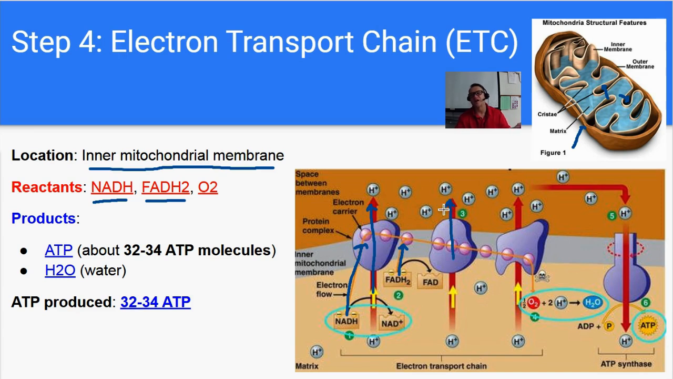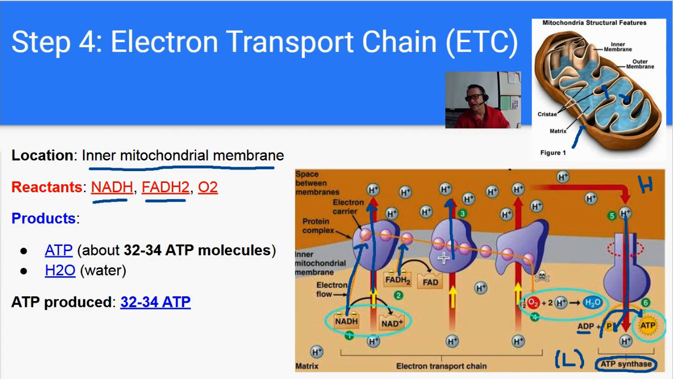This is going to cause a concentration gradient. We're going to have a high concentration of hydrogen outside the membrane, and we're going to have a low concentration inside the membrane. If we remember from cell transport, things like to go from high to low concentration. So this movement of hydrogen ions back inside of the membrane through a protein called ATP synthase, an enzyme, that movement is going to be used to convert ADP, the dead battery, and turn it into ATP, the charged battery.